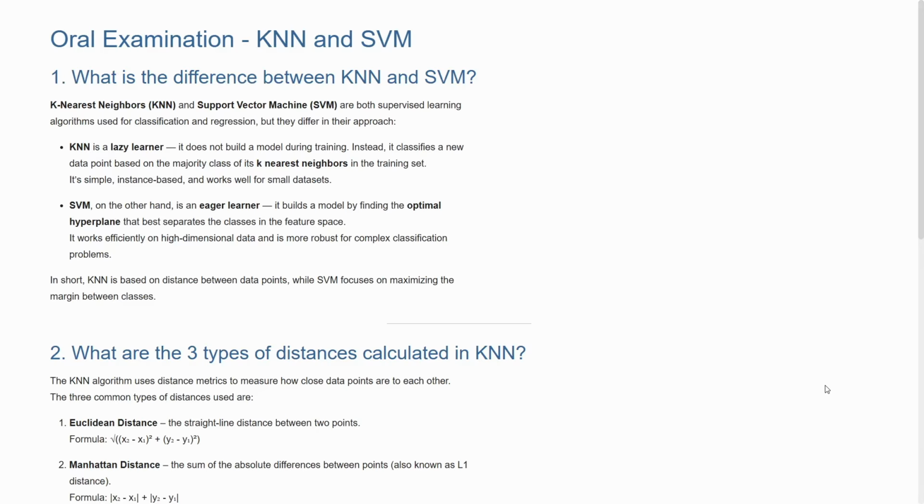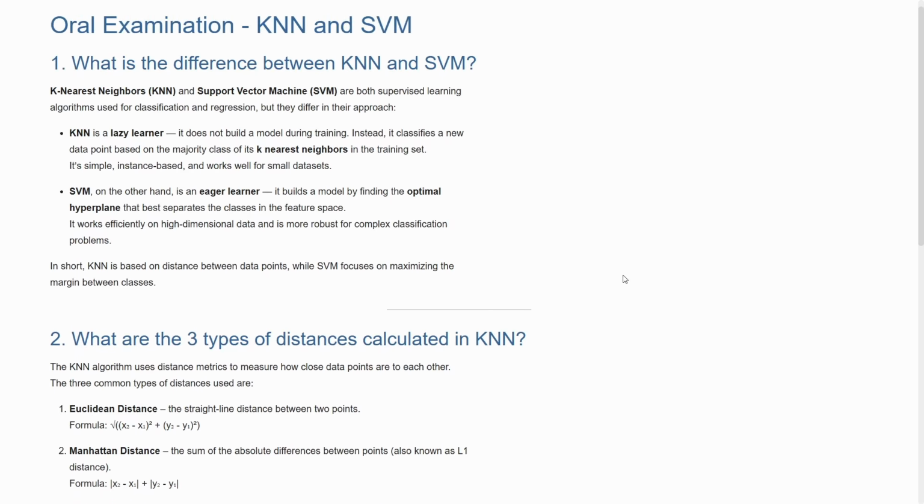Okay, let's talk about the questions that could be asked for the oral examination. The first one is the difference between KNN and SVM. So just go through this once. Basically, KNN is a lazy learner, SVM is an eager learner. SVM builds the model by finding the optimal hyperplane, but KNN doesn't build a model during training, and classifies new data points based on the majority of its k nearest neighbors.